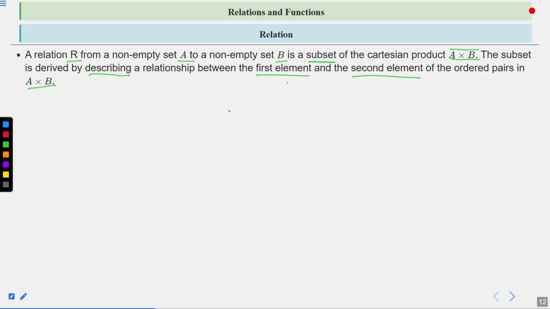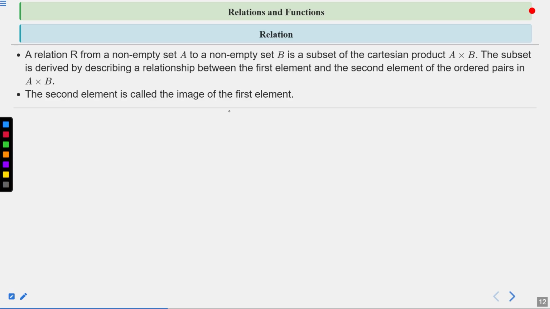If it is not clear, be with us. It will be clear in upcoming slides when you see some examples related to relation. The second element is called the image of the first element. So you have your pair A comma B, and the second element, which is B, we will call the image of the first element. These are some terminologies generally used in this chapter, relations and functions.